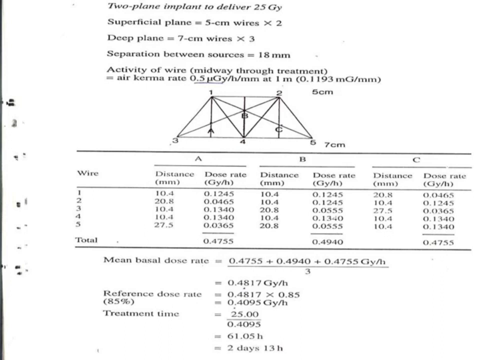In case of a large implant, there may be several pairs of a group of sources arranged in triangles or squares. For these, the mean basal dose rate is taken. The basal dose rate is the point summation of the dose contribution from each source, obtained from a graph of the dose rate variation with the distance from the source.